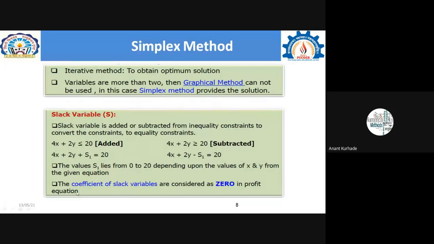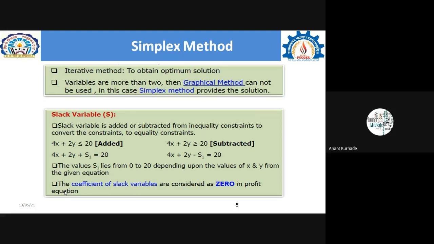Again, in the last line in blue color, see: the coefficients of slack variables are considered as 0 in the profit equation. Profit equation means what? Anyone have an idea about this profit equation? Tell me, what is the profit equation?